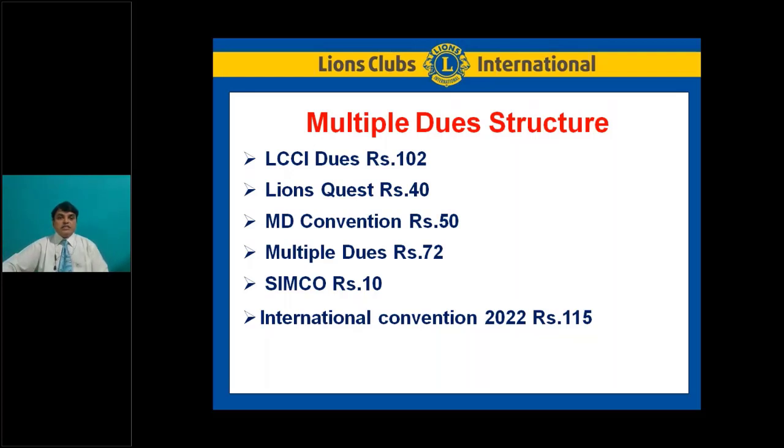In that, there are LCCI dues, that is Lions Coordination Committee of India dues, with levy fees of 1 or 2, Lions Quest ₹40, MD Convention levy ₹50, multiple dues ₹72, and SIMCO, South India Multiple Coordination Committee, ₹10. The International Convention 2022 is going to be held in Delhi, and that levy is ₹115. The whole comes to about 389 rupees. So this is about the multiple dues structure.